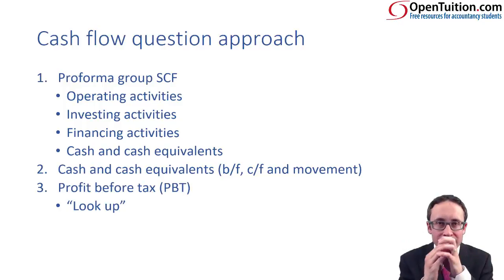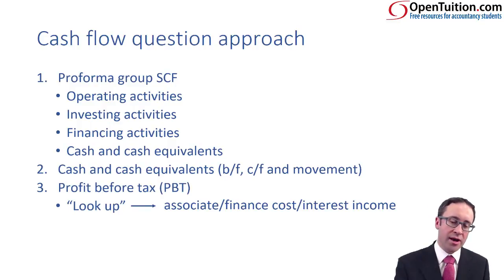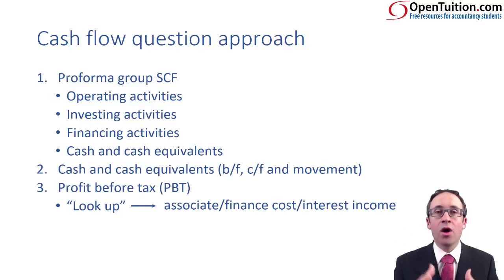And if you're sat on PBT and your ant looks upwards, what you go through and see there is you see associate figures, you see finance costs, and you see interest income. So you will need to adjust for those respectively. They are non-cash items. You adjust for the non-cash items and then think about the cash aspect.